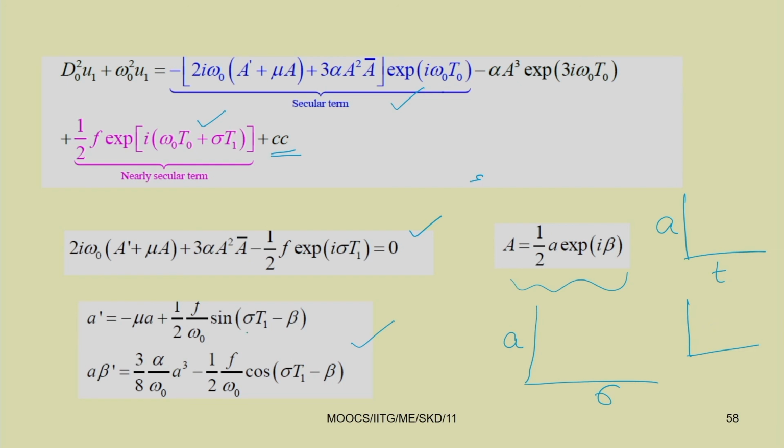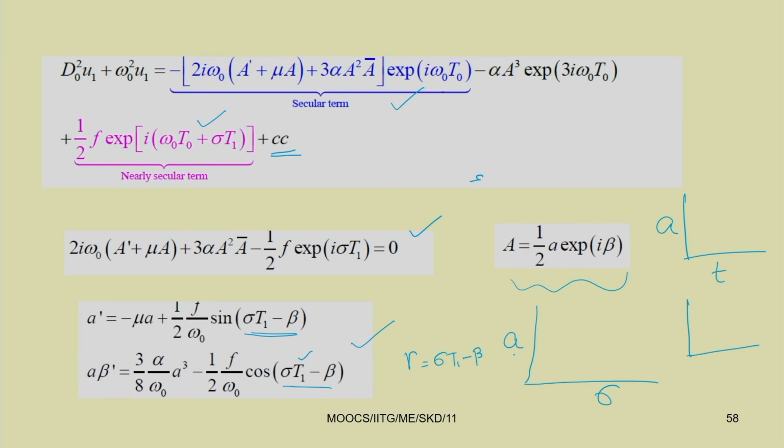You just see explicitly, a time term t 1, which equals epsilon t, is coming in the right hand side. So, by introducing another term, gamma equals sigma t 1 minus beta, we can write the first expression: a dash equals minus mu a plus half f by omega 0 sin gamma.